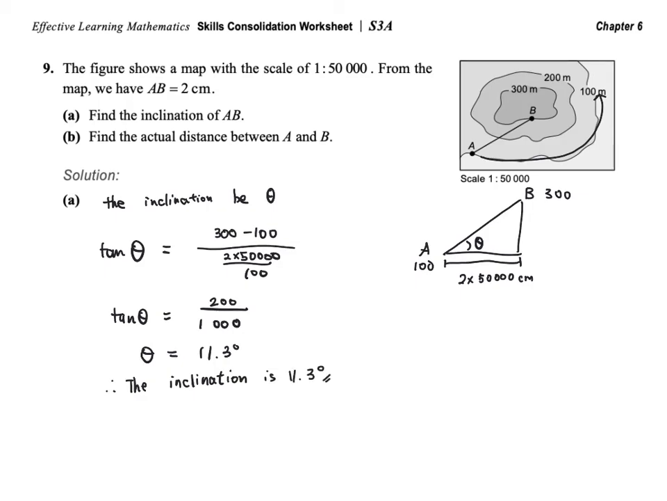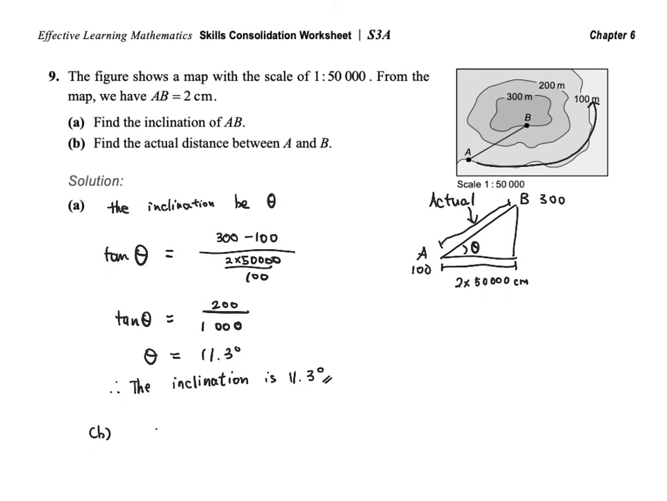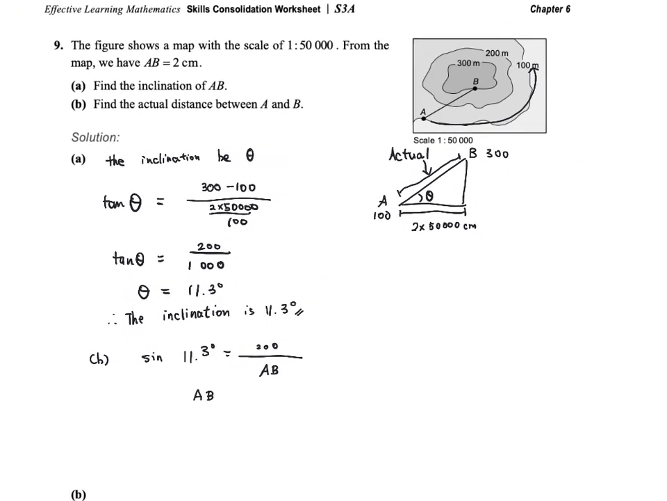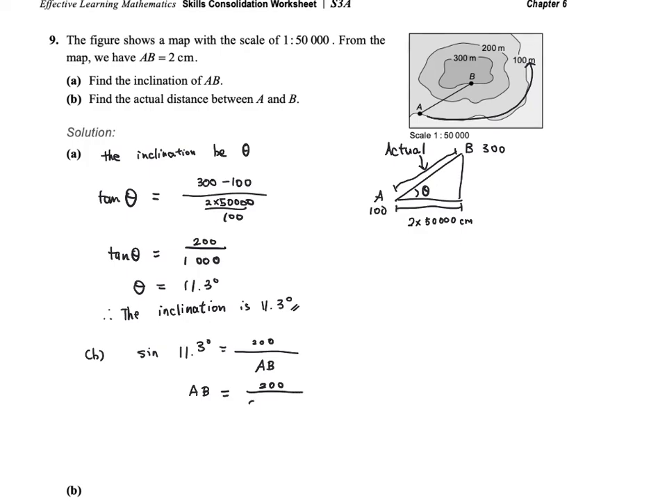And then when you are going to find out the actual distance between A and B, that means you want to find out this one. Okay, this is what we call the actual distance. So basically, you consider sine, so you have sine 11.3 degrees equals this 200 over AB. So AB will be equal to 200 over sine 11.3 degrees, which means AB will be equal to 1020 meters. Of course, this one we corrected to 3 significant figures. Okay, so the actual distance will be 1020 meters.